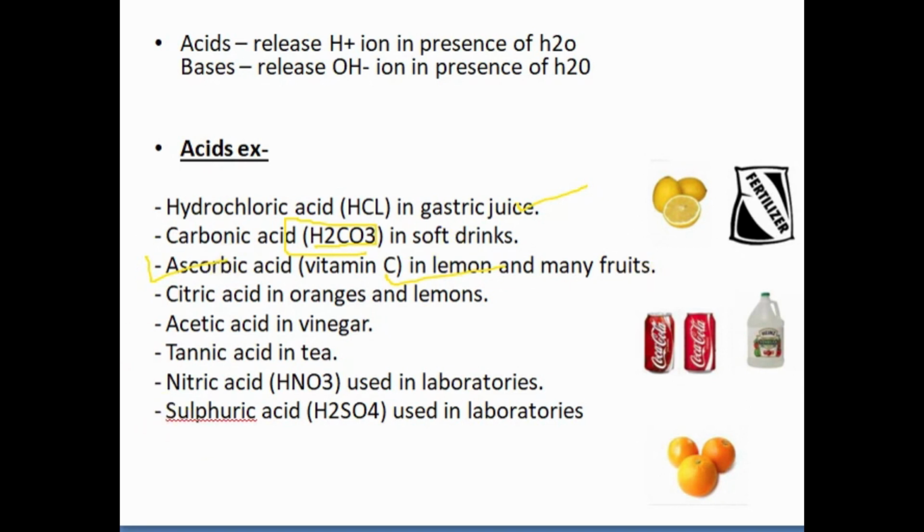Then orange juice has citric acid in it. Then acetic acid in vinegar. Vinegar is used a lot in kitchens. So vinegar has acetic acid in it. The formula of this is CH3COOH. So this is acetic acid.